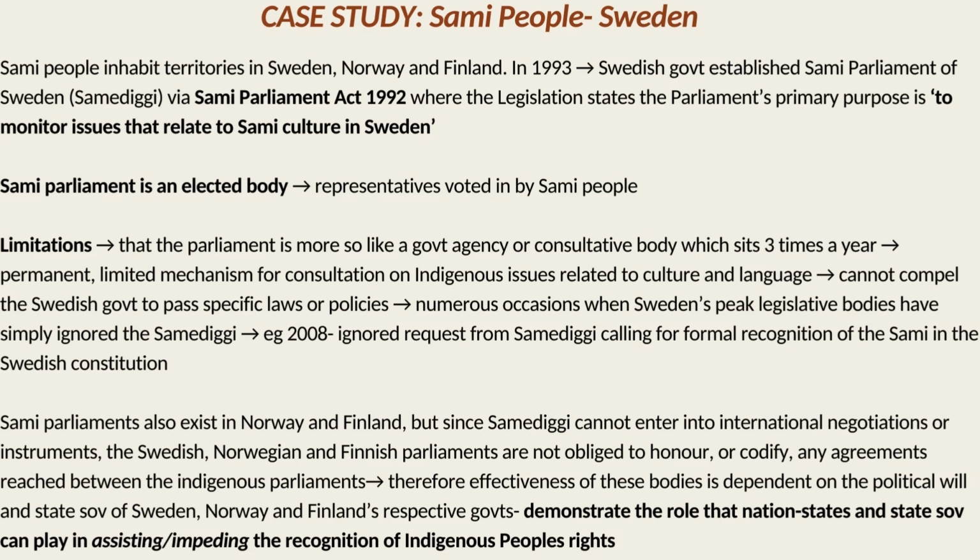Sami parliaments also exist in Norway and Finland, but since the Sami Parliament cannot enter into international negotiations or instruments, the Swedish, Norwegian, and Finnish parliaments are not obliged to honor or codify any agreements reached between Indigenous parliaments. Therefore, the effectiveness of these bodies is dependent on the political will and state sovereignty of Sweden, Norway, and Finland's representative governments. This demonstrates the role that nation states and state sovereignty can play in assisting or impeding the recognition of Indigenous peoples' rights.